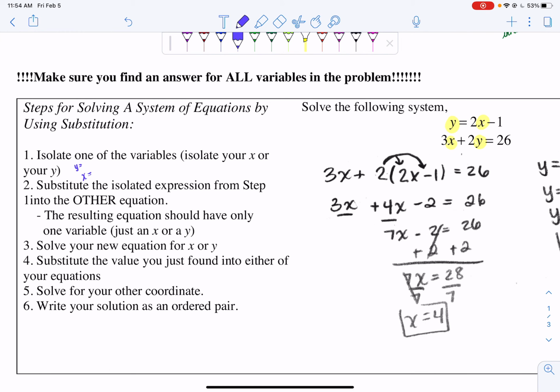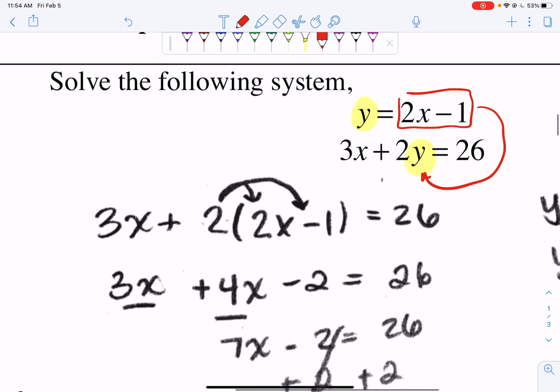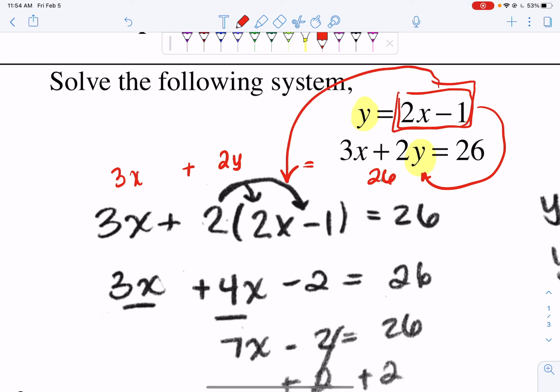Substitute the isolated expression from step 1 into the other equation. The resulting equation should only have one variable, just an x or a y. So if you look, what I'm saying right now is y is equal to 2x minus 1. So everywhere I see a y, I'm going to substitute 2x minus 1. So what we did right here was we have 3x plus 2y equals 26. I'm saying that y is 2x minus 1, so we're going to plug it in right here.